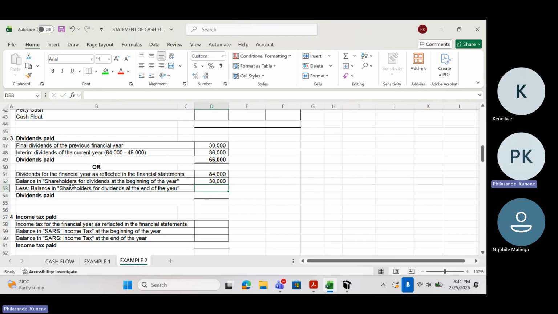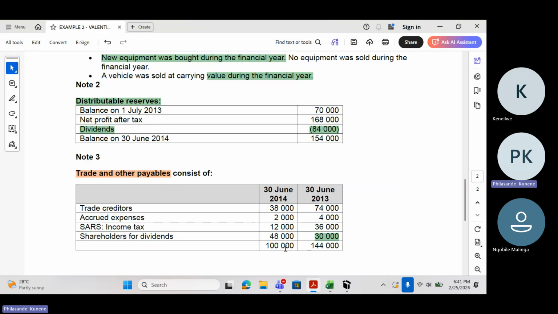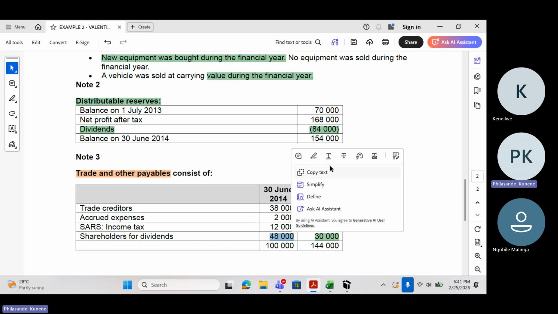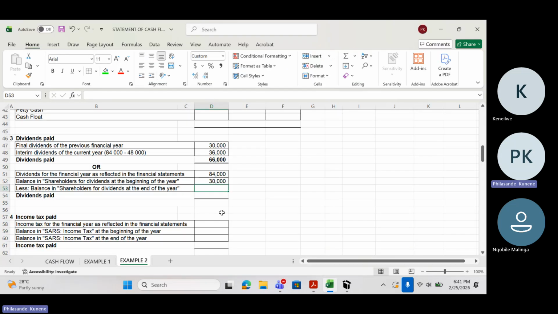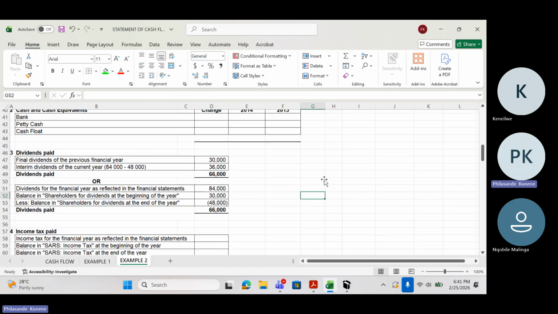Then less the balance of shareholders for dividends at the end of the year, which is how much? Is it 48,000? Yes, 48,000 rands. That's what we're going to get here. So I need to say minus 48,000 rands. So these are the three amounts that we need to consider to get the dividends that were paid. And if I add all these three amounts, I'm getting the 66,000 rands.